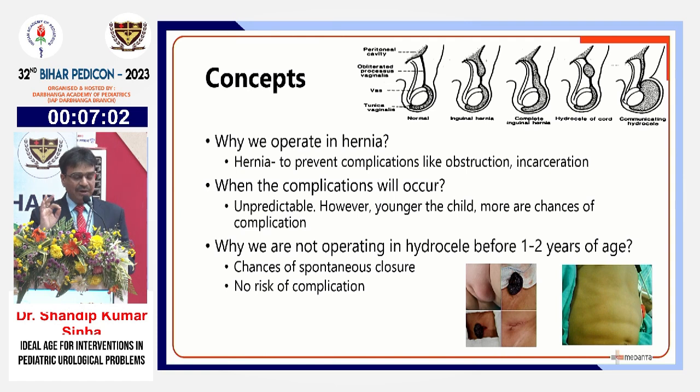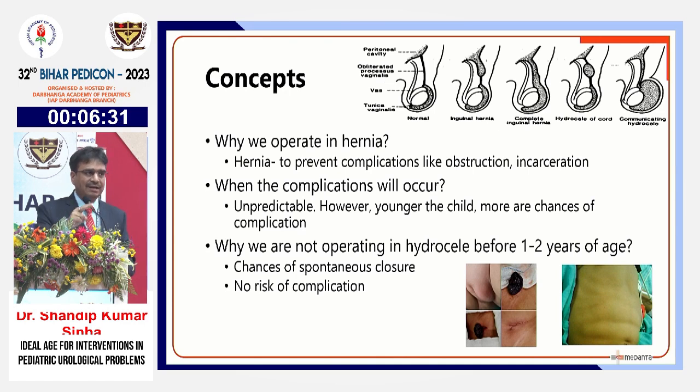You have to understand this important chart: if the opening is small and only the peritoneal fluid can come, we label it as hydrocele. And as the contents cannot come, there cannot be any risk of complication. There are chances of spontaneous closure because of the testicular descent, and the patent processus vaginalis closes. So there is a spontaneous resolution of the problem, no complication. We would like to wait in a child with congenital hydrocele.